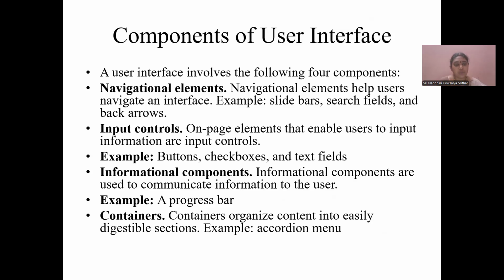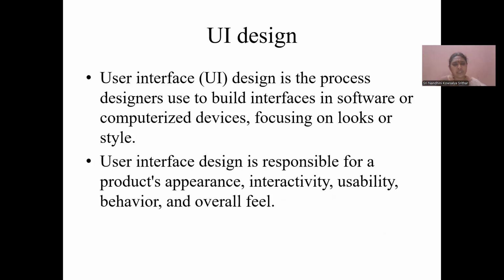Next is input control. Input controls are the on-page elements that enable the user to input information. For example, buttons, checkboxes, and text fields. The informational components are used to communicate information to the user. For example, a progress bar. A progress bar denotes the progress of the particular website or application in completing the form or something else. Next, containers. Containers organize content into easily digestible sections. For example, an accordion menu.